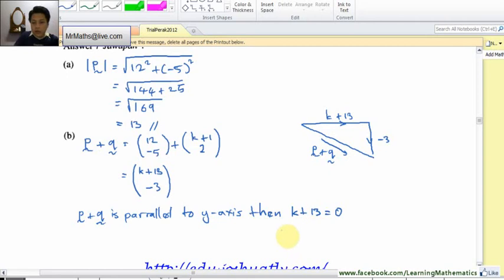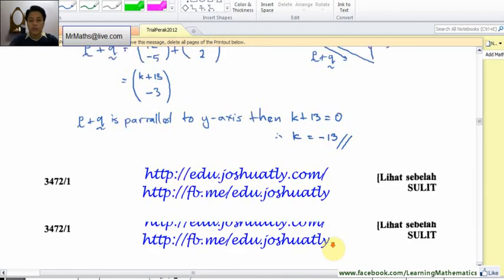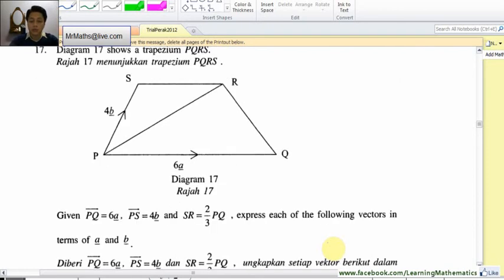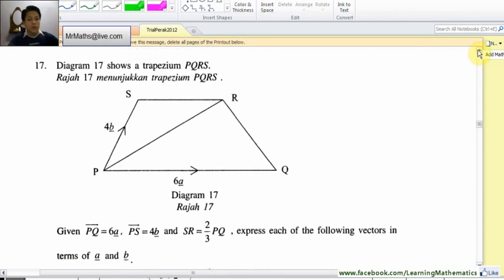And as such, k is equal to minus 13. So that's the answer. Move on to the next question. If you have problem understanding the solution, then please replay the video. Rewind it and take a look at the solution again and again until you understand. In the meantime, let's go to question number 17.